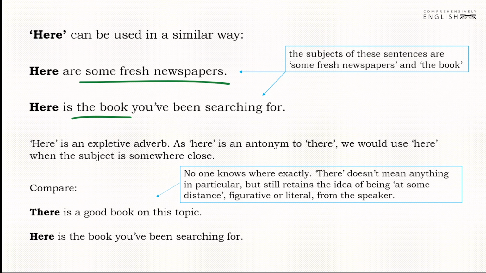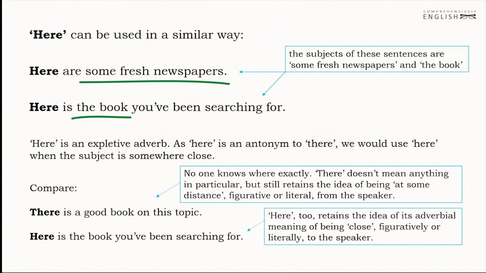In the first case, no one knows where exactly. There doesn't mean anything in particular, but still retains the idea of being at some distance, figurative or literal, from the speaker. In the second sentence, here too retains the idea of its adverbial meaning of being close, figuratively or literally, to the speaker. Here, though, usually gives us some information, it's actually an adverb that shows where something is. There, on the other hand, is absolutely empty. That's why sometimes we have such strange sentences as our first example in this lesson.